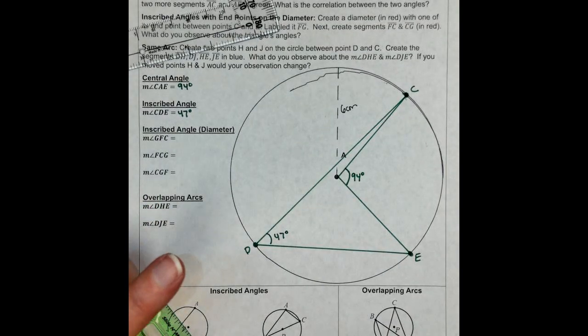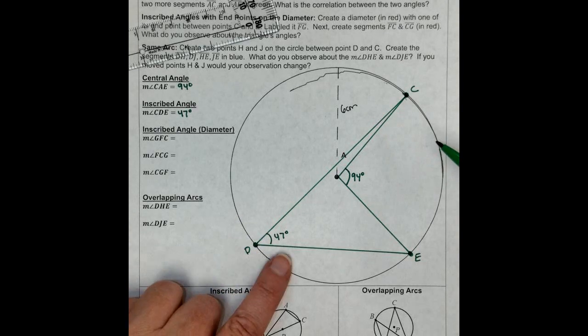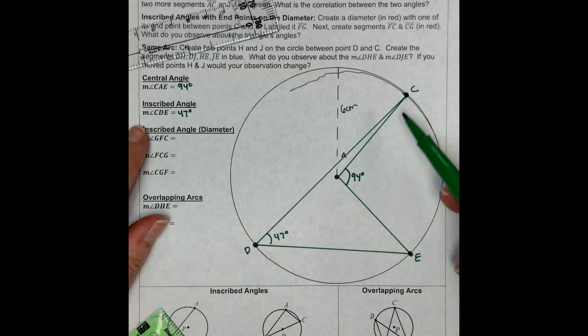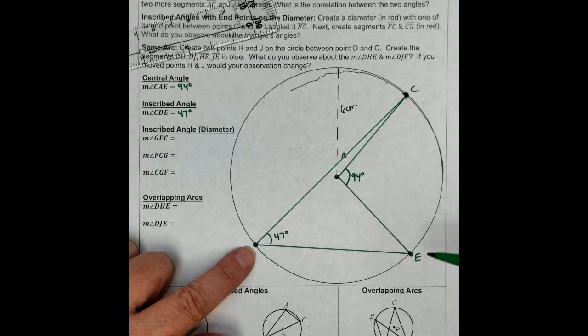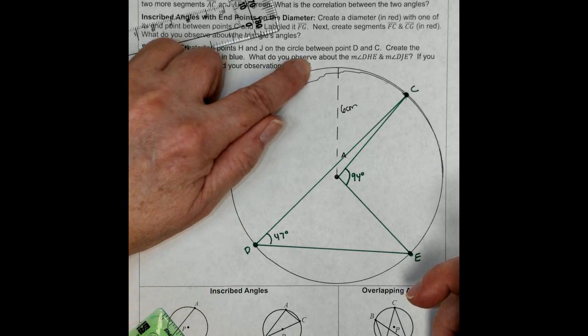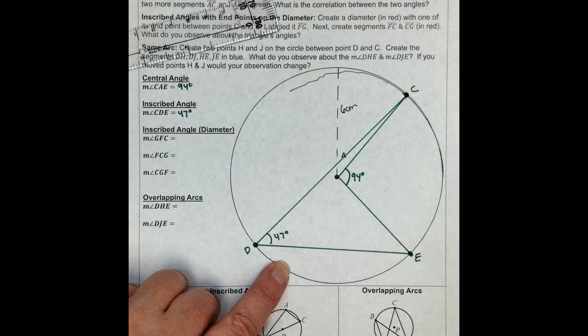If you take a look at this, the first thing you should notice is that 47 is half of 94. So this inscribed angle CDE is half of its central angle CAE. That's very important. That's one of the big things that you have to make sure you memorize. Your central angle, my inscribed angle, is half. It doesn't matter where I move this on the circumference of the circle. It's still going to be half of this angle here.